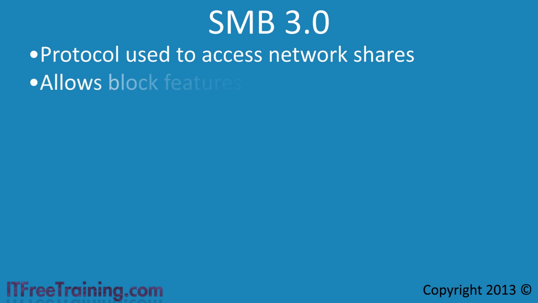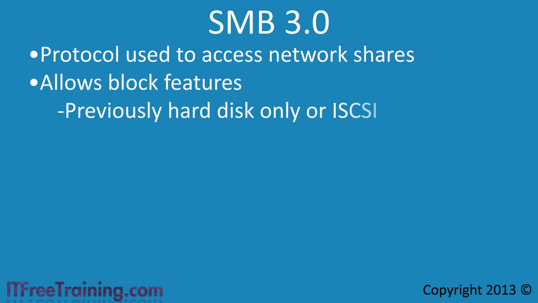First, the protocol allows block features. Block features mean that the low-level data on the drive can be accessed. This is generally used by low-level tools like disk fragmentation and some backup software. Previously, if you required block access, you would need a physical hard disk connected to the server, or you could also use protocols like iSCSI. iSCSI is a protocol that allows computers to access a hard disk over the network like it was a physically connected SCSI hard drive.